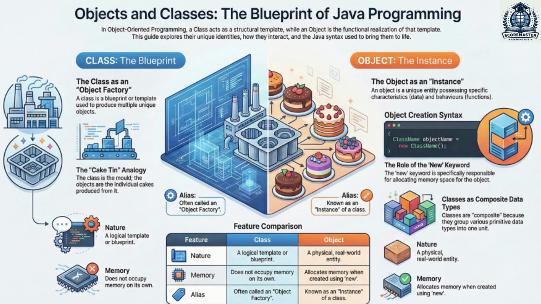It sets the structure. An object is the actual instance produced from the class. It represents a real-world entity, holds data, performs actions, and occupies memory when created using the new keyword. In short, class equals design. Object equals reality. Without a class, you cannot create objects, and without objects, a class is just a plan.